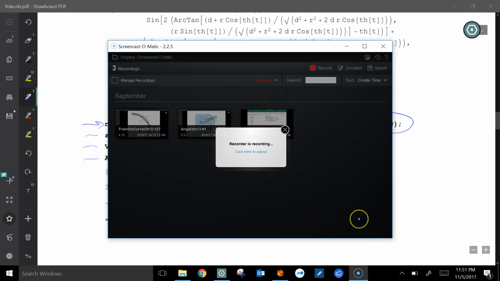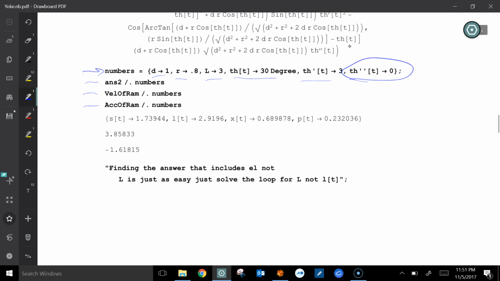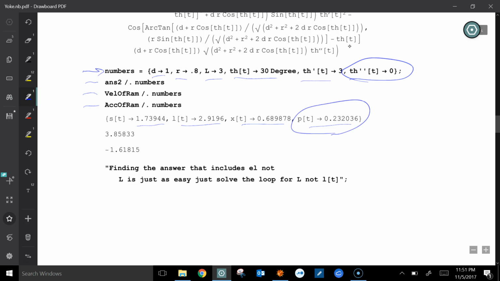Okay. I shouldn't do that. Okay. So anyway, you put the numbers into this, and sure enough, you get a number for S, you get a number for L, a number for X, a number for phi, and this is in radians, right? And then you put it into the velocity and the acceleration, so you get the numbers for that.